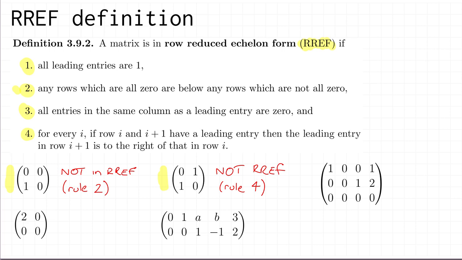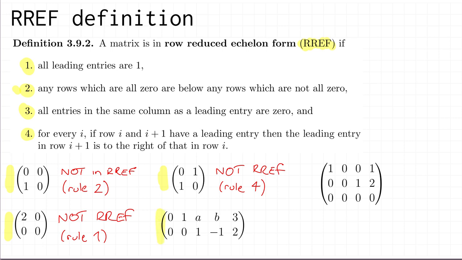Okay, moving on, let's do this one just here. Again, pause the video and think. This one this time is not in row-reduced echelon form, and this time there's a leading entry which is not 1. So the leading entry in row 1 is 2, and that leading entry is not equal to 1. So this is not in row-reduced echelon form.